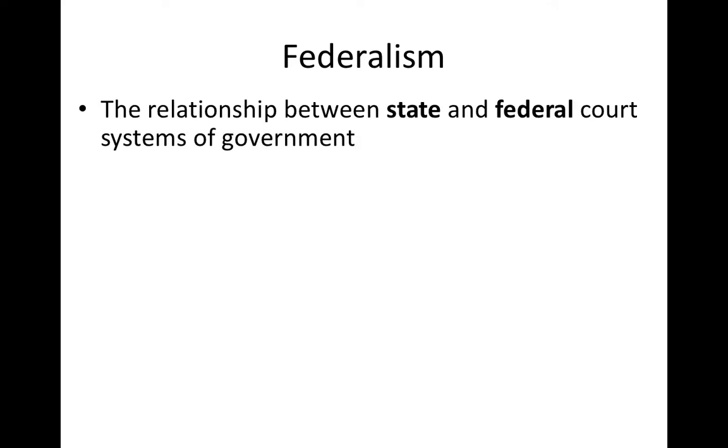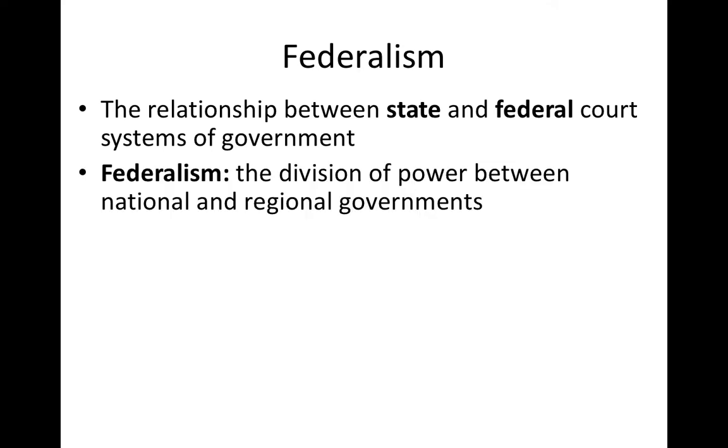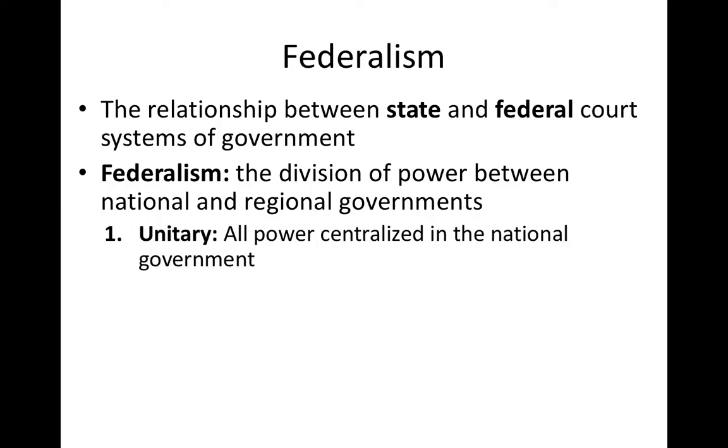Okay, so I think now would be a good time to talk a little bit about federalism, to think about how these two strands of the court system interact with one another. So federalism is the relationship between state and federal court systems of government for our purposes. You could also think about federalism as existing between state legislatures, federal legislatures, governors, president, etc. And federalism generally means the division of power between national and regional governments. Of course, in America, that's the federal government in Washington, D.C., and regional governments that exist at the state level.